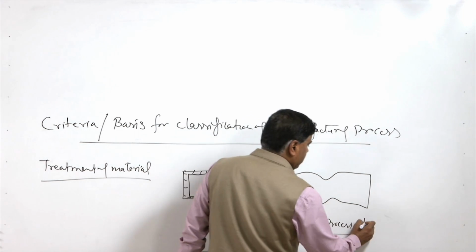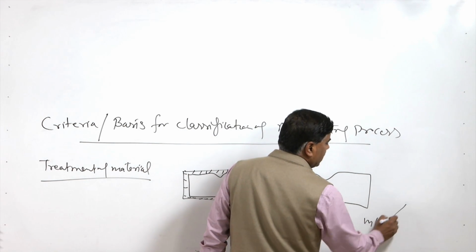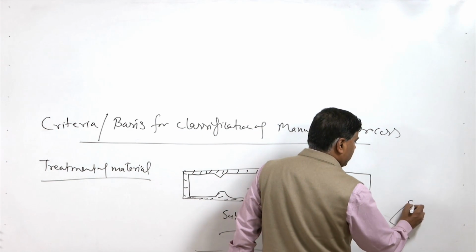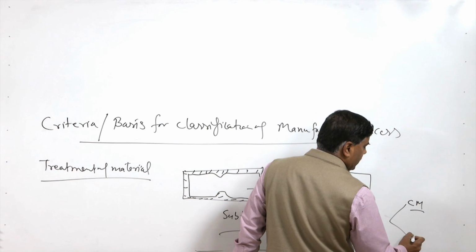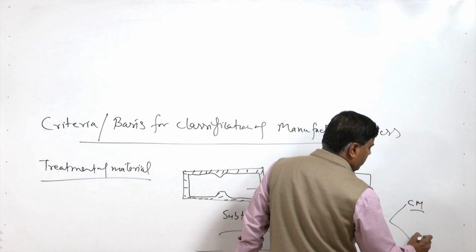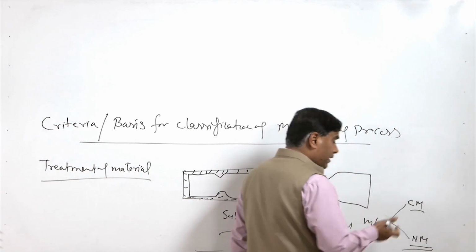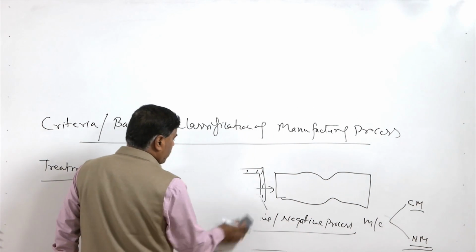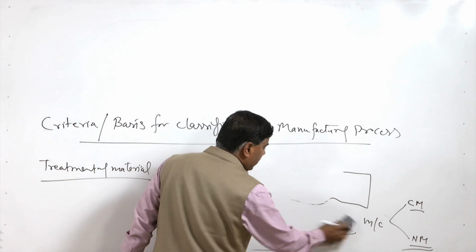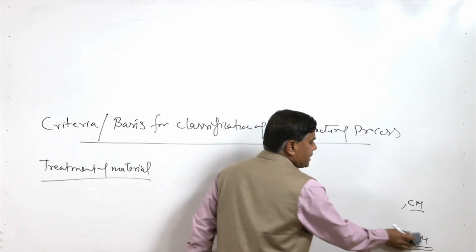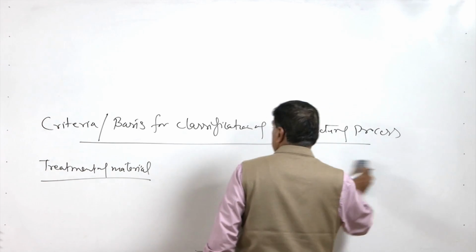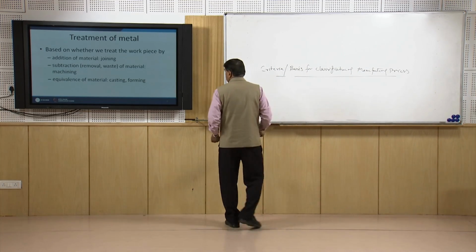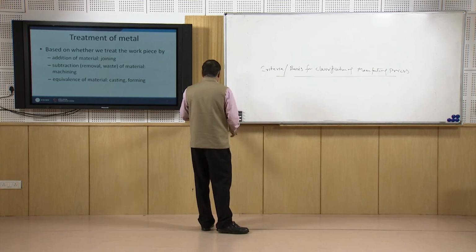Basically this is the machining process. In machining again we have two variants, one is conventional machining and another is newer machining, also called unconventional machining. Unconventional machining is used for those materials which are very difficult to machine using the conventional machining methods.